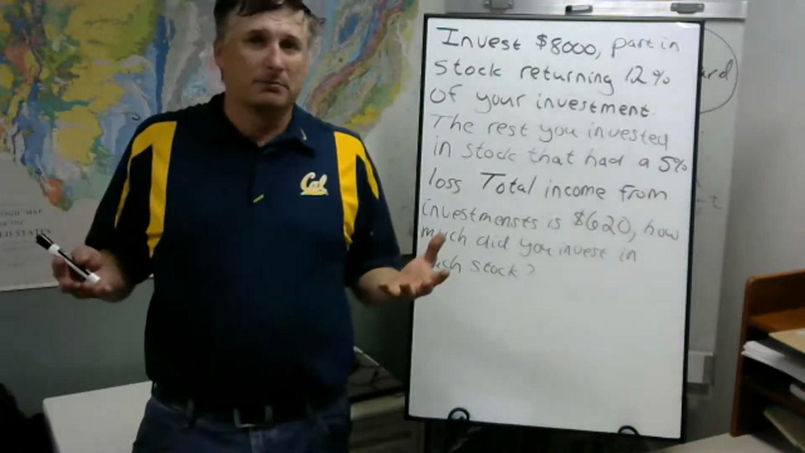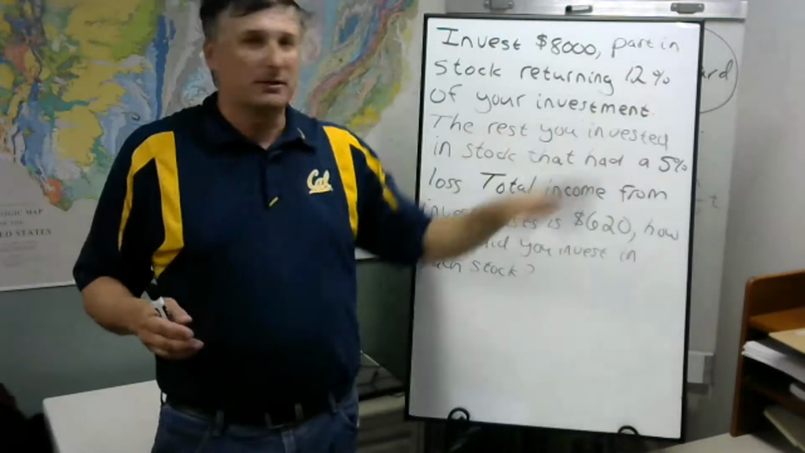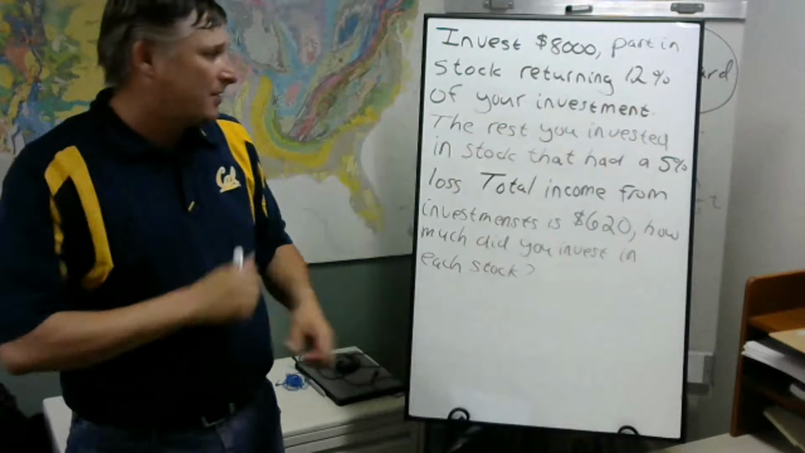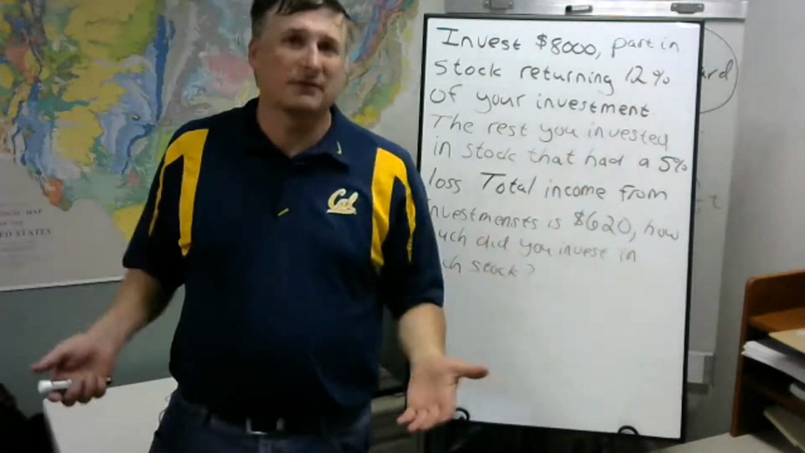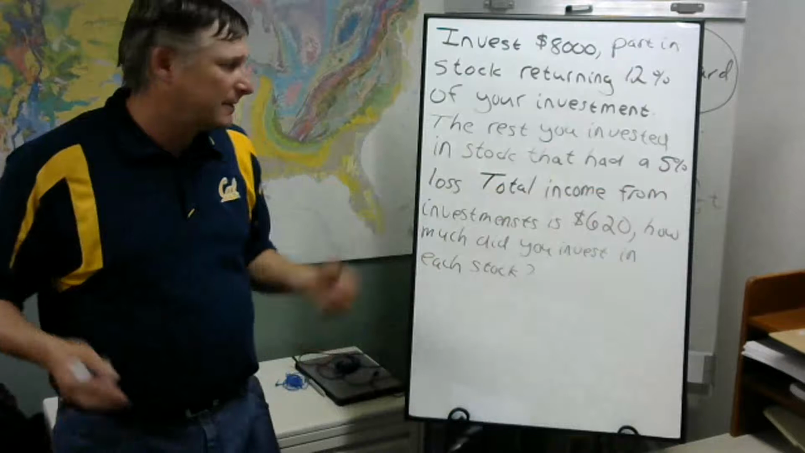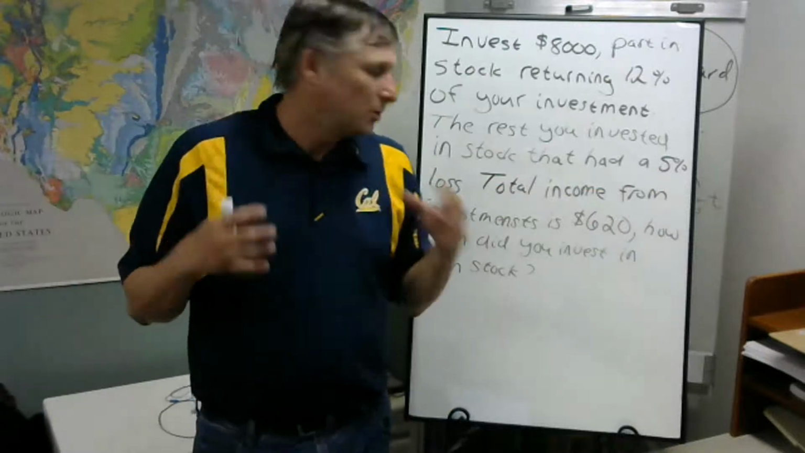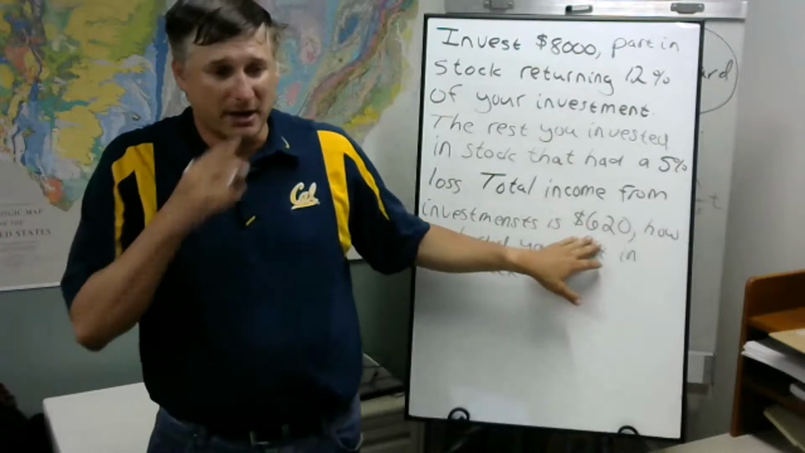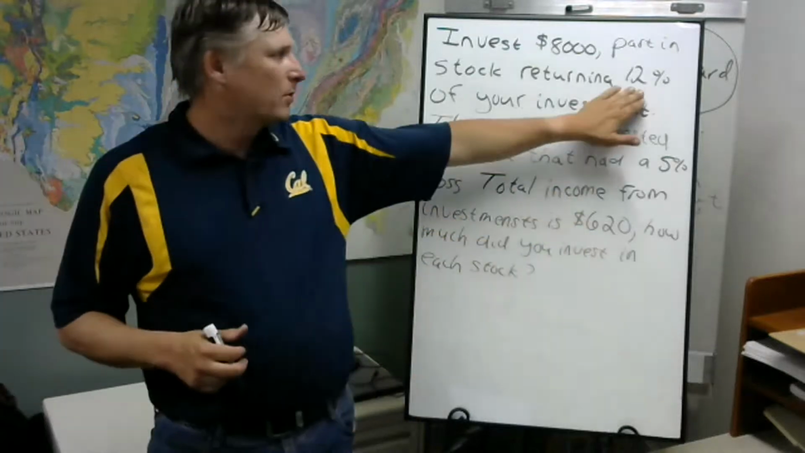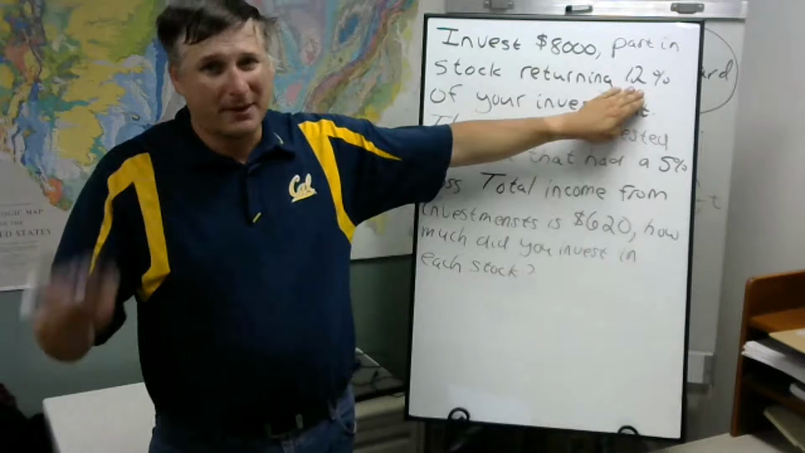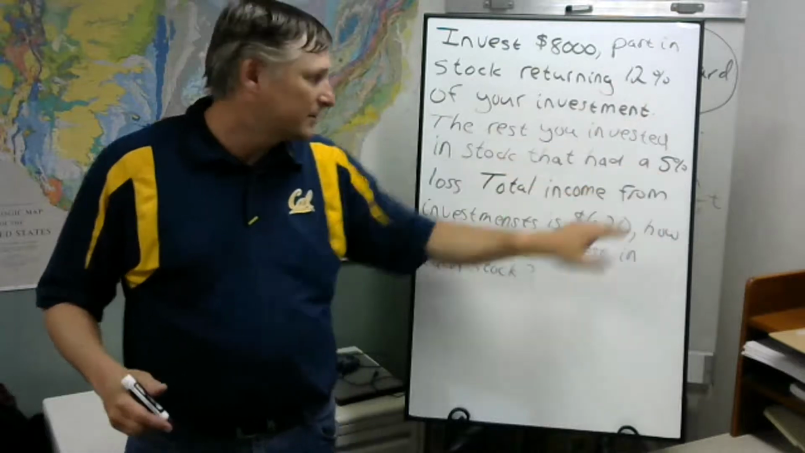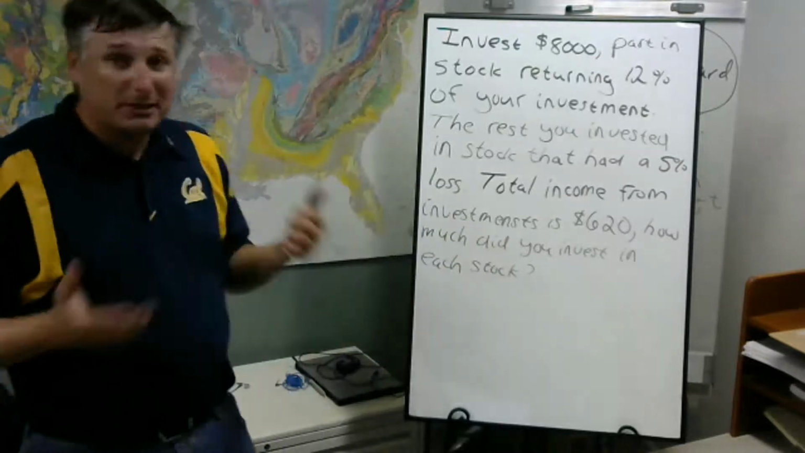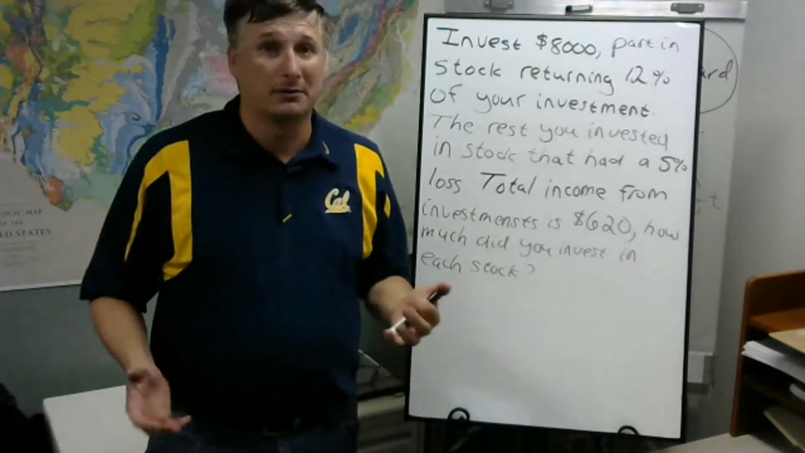So you've got $8,000. Some of it you put into stock that returned 12%, which was great. Some of that 8,000 was put into a stock that lost 5%. It's bad news. And at the end of the year, the total was $620. So you still made 620 bucks, but you probably made more than that here, and it was offset by losses here. But still, you came out on top, so that's good. So let's take a look at this in terms of knowns and unknowns.